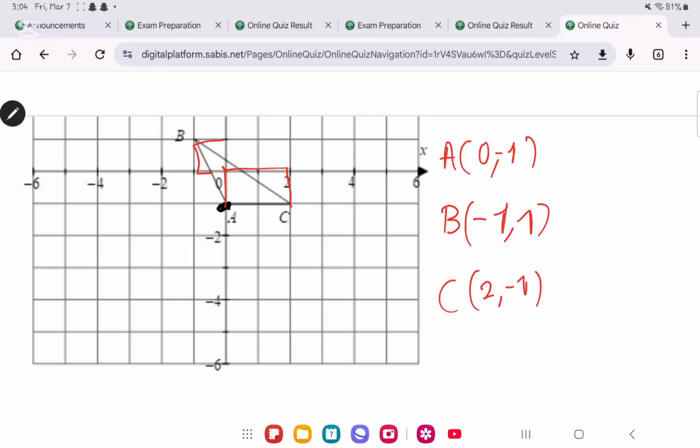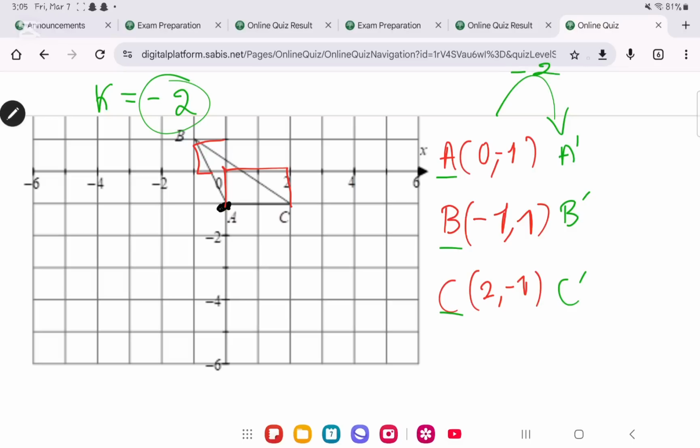So the first thing that they told us above was that it undergoes an enlargement with scale factor k being -2. So the first step we're gonna do is change A, B, and C into A prime, B prime, and C prime. How do we do that? Because it is undergoing an enlargement with scale constant -2, very simply, you are gonna multiply x and y by -2. Why? Because they said the center is the origin.